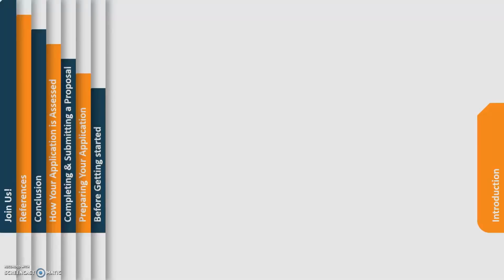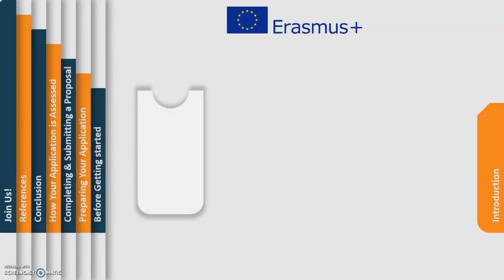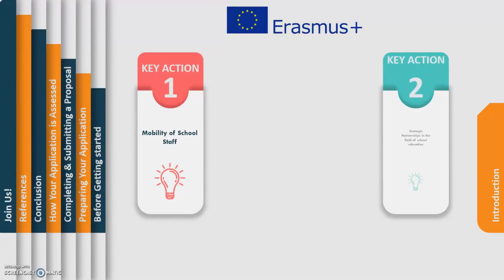This tutorial is targeted at schools that are looking for funding opportunities within the Erasmus Plus program. It gives an overview of the Erasmus Plus application process and concerns the following actions. Key Action 1. Mobility of school staff. And Key Action 2. Strategic partnerships in the field of school education.